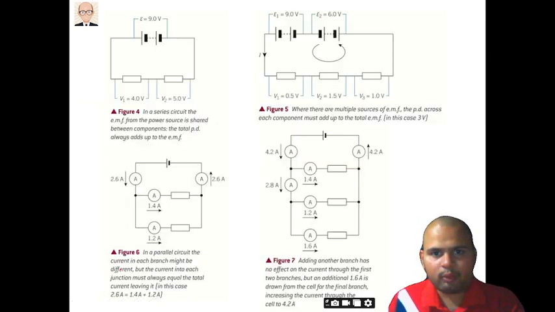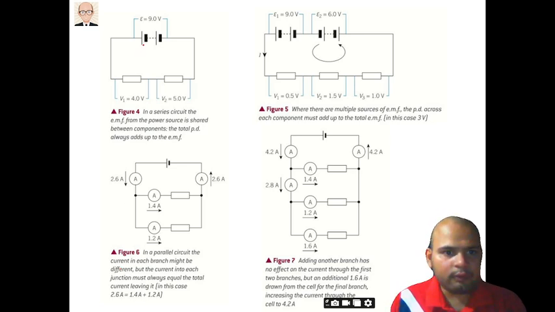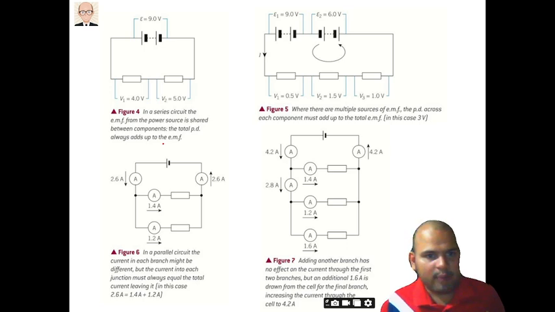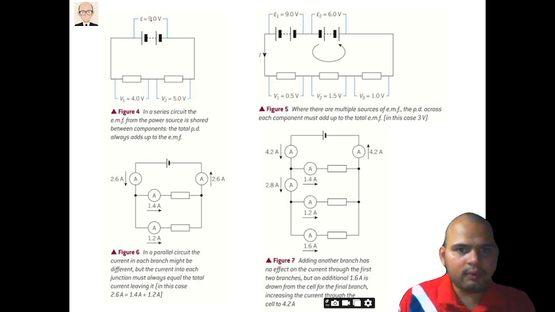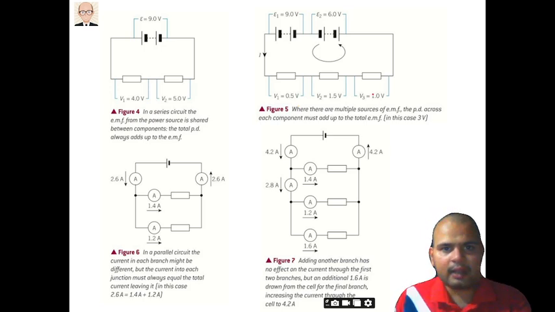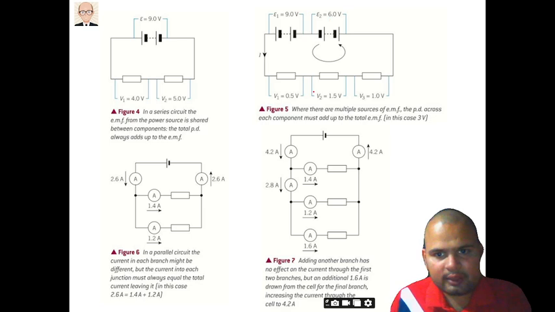Here, for the first diagram, you can see the power is shared between components, and the total potential difference always adds up to the EMF. So you can see 5 plus 4 will give you 9. So here if we add, we will get the summation of E1 plus E2. So it is 9 plus 6.